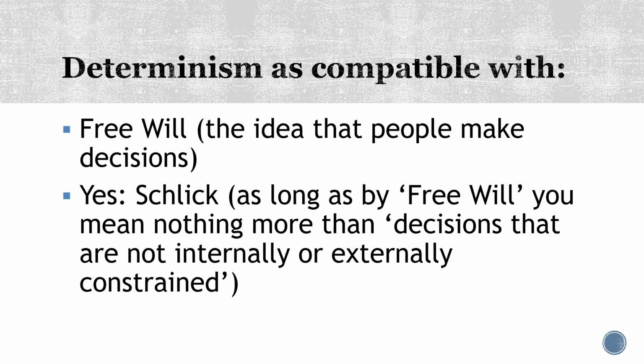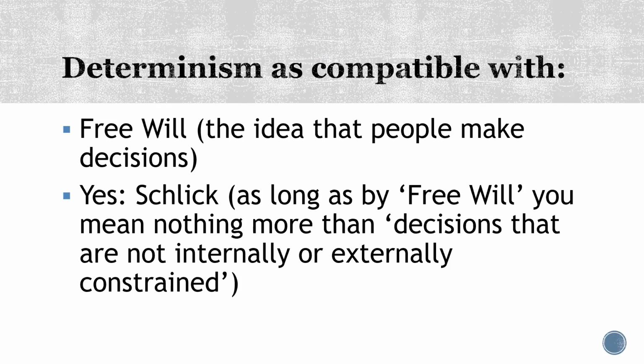Schlick is another thinker described in the book. Some of his writings are in the text as well. He thinks of things similarly to Stace and Hobart, but he says that free will should also mean nothing more than decisions that are not internally or externally constrained. That is, Schlick introduces the concept of an internal constraint. Now, again, keep a distinction between something that is an influence and a constraint.